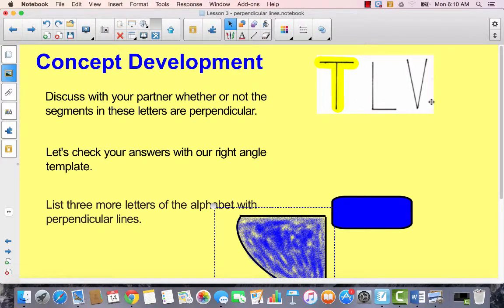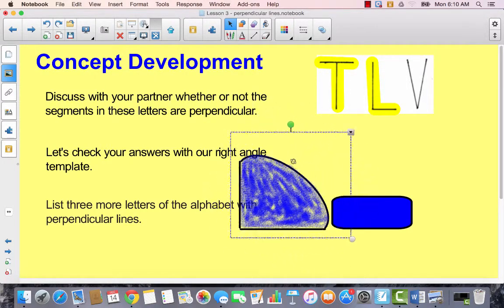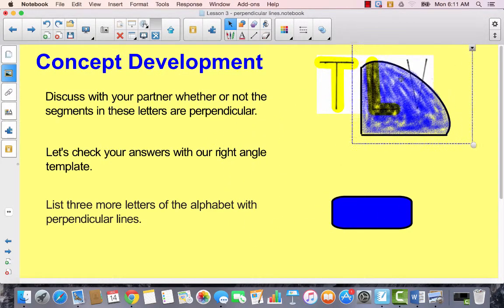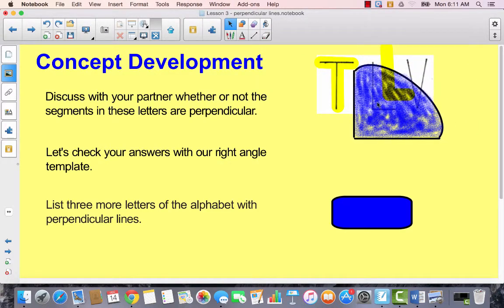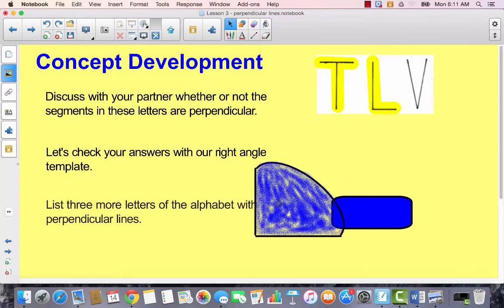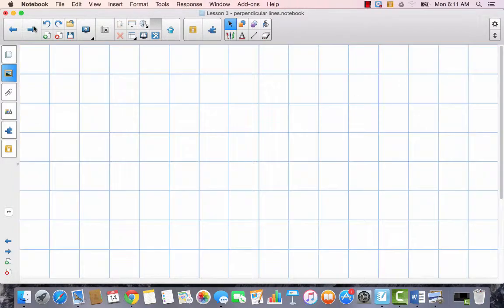Do you see any more perpendicular line segments? How about the L? See right here where this meets this line segment? That forms a right angle. And I can take my right angle template again, and I can put it right there in the angle. And we can see that it does indeed form a right angle. Oops, I moved the wrong thing there. Let's try this again. Okay, what about the V? These are not perpendicular lines, right? They are intersecting lines. Okay, so let's go back to your journal for a minute.